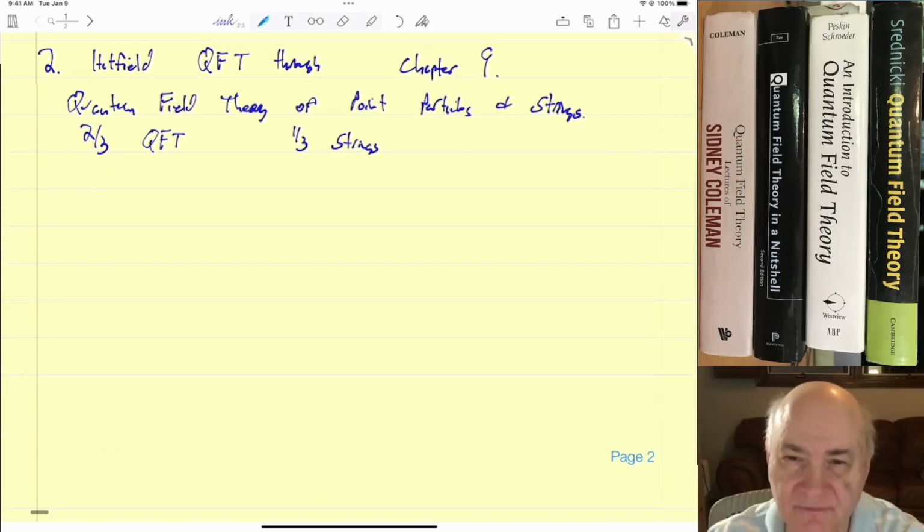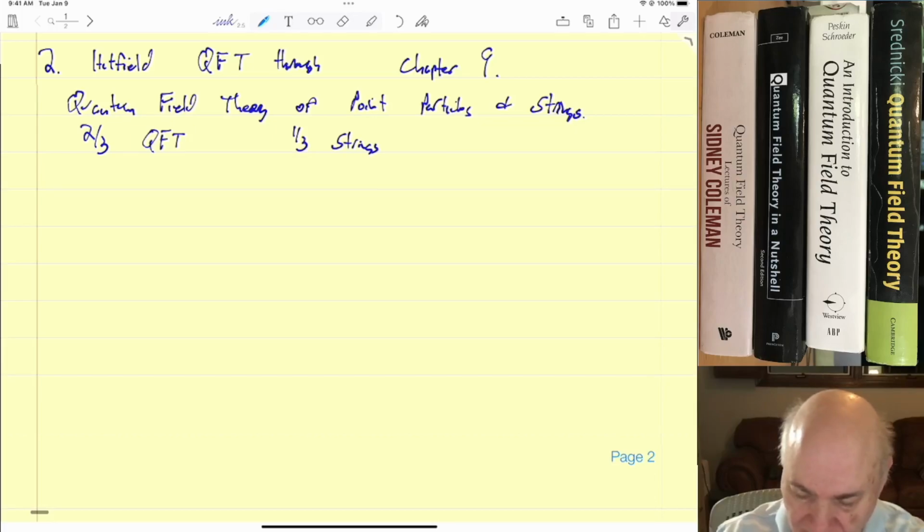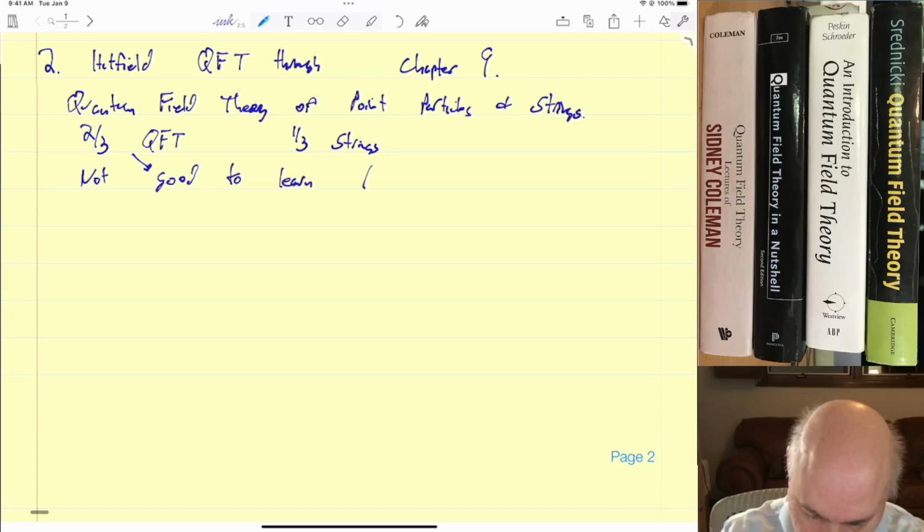Now the thing about Hatfield's book is that it's not a good book to learn from. If you haven't read a QFT book before this, you won't understand most of it. So it's not good to learn from. But it is great to review.